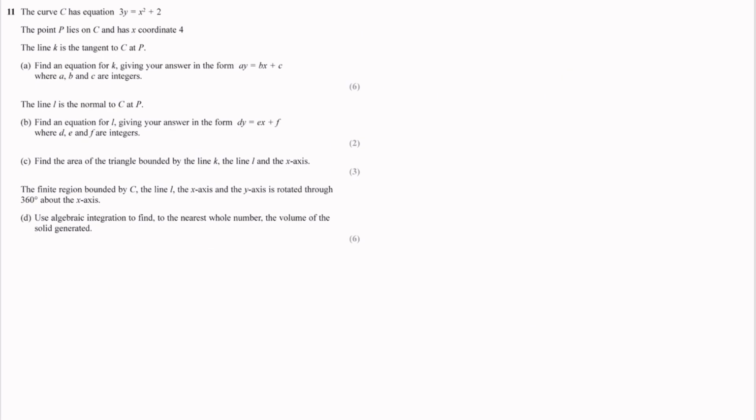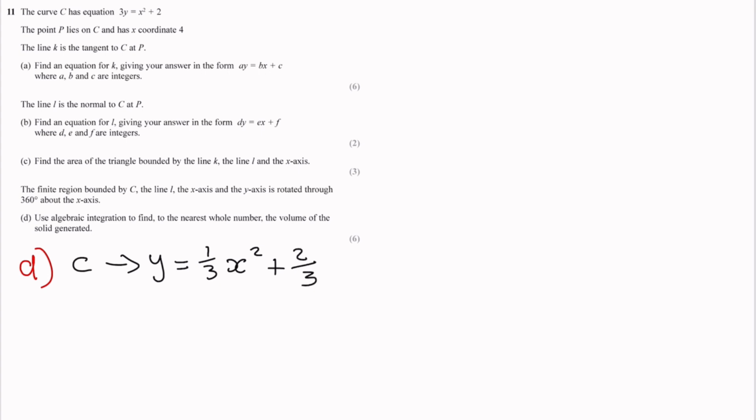Part D. The finite region bounded by C, the line L, the x-axis and the y-axis is rotated through 360 degrees about the x-axis. Use algebraic integration to find, to the nearest whole number, the volume of the solid generated. Okay, so first let's sketch what this looks like. The curve C has equation 3y equals x squared plus 2. So I'm going to write that in the form y equals 1/3 x squared plus 2 over 3.